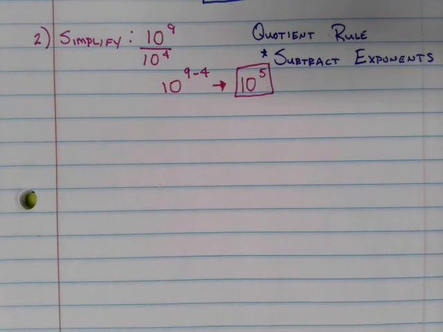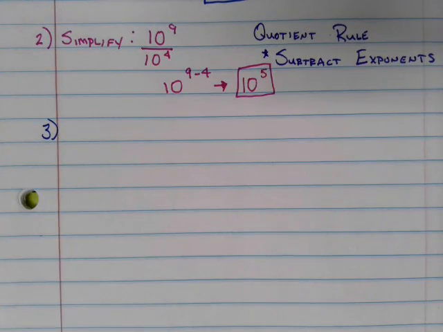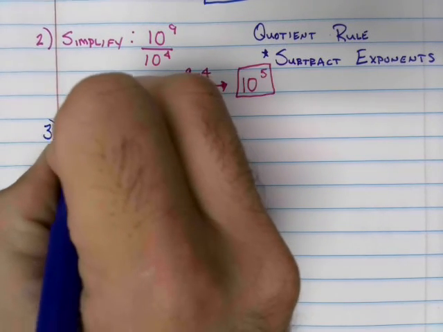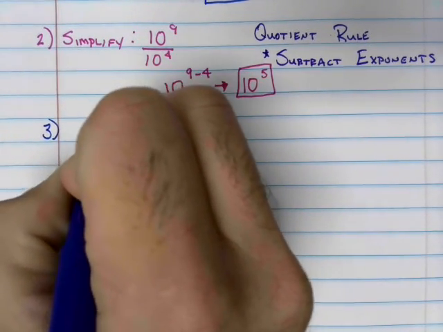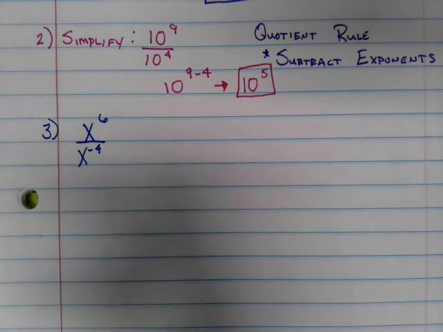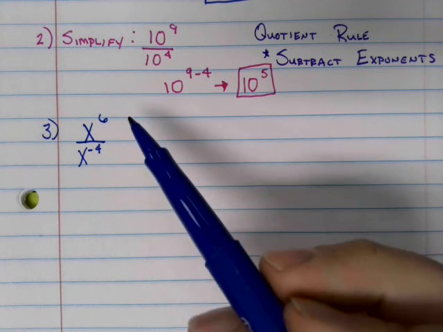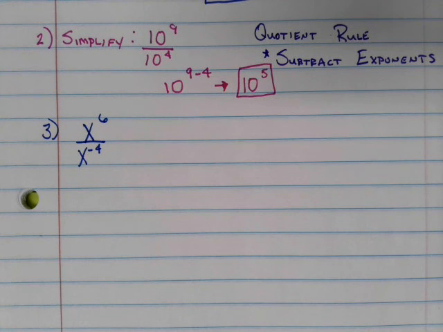All right. So number 3 says, which of the following will give the same value as the expression below? So the expression they have here is x to the 6th over x to the negative 4. Now with this one, we have a lot going on. We've got our quotient rule because we have division, and we also have this negative down here. And that negative probably is going to throw some of you off.